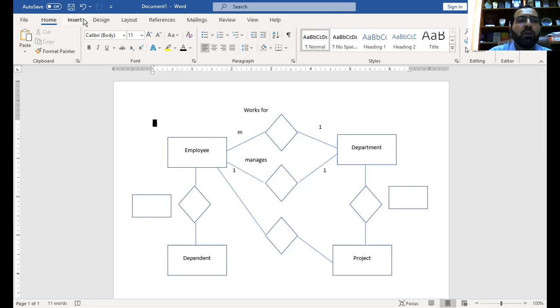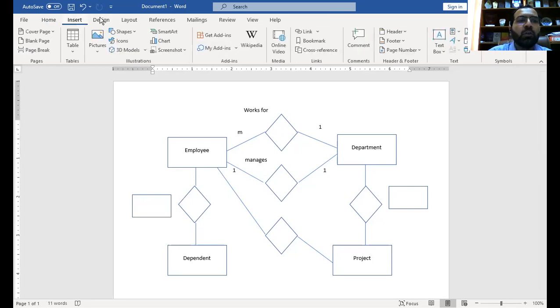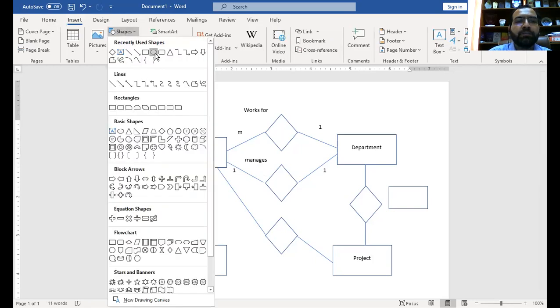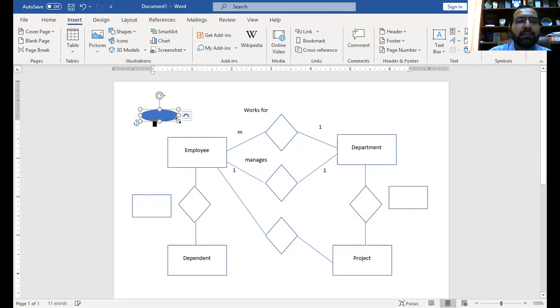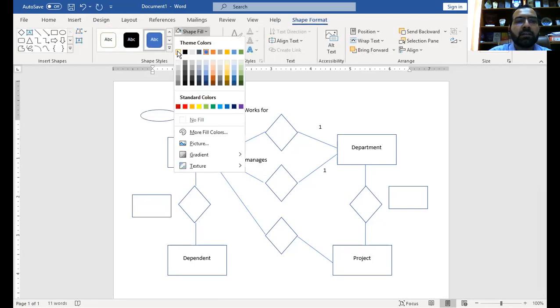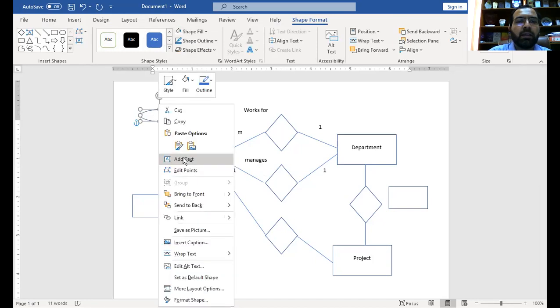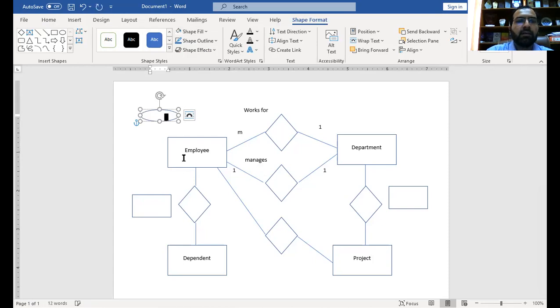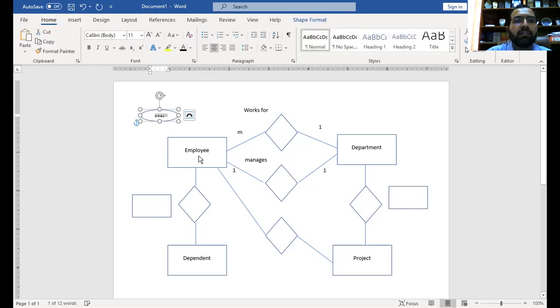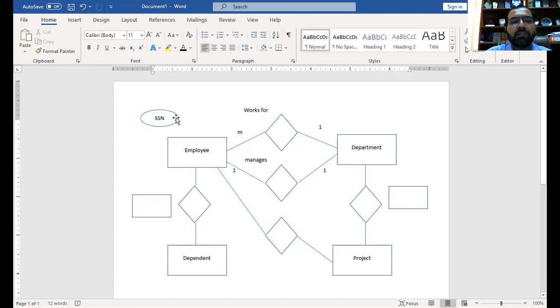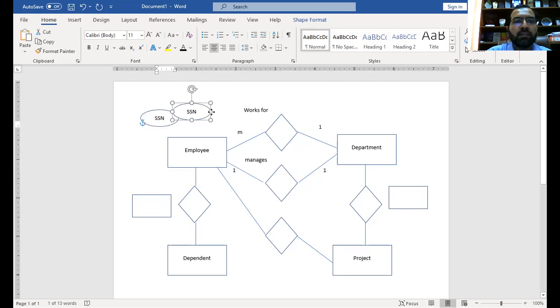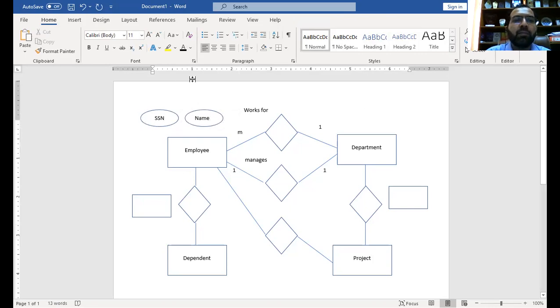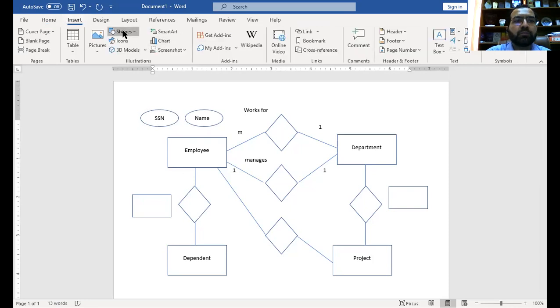How do you represent your attributes? The attributes are represented in terms of an oval shape like this. Let's suppose I just write down here the employee's SSN. This is SSN, and this SSN is represented here. You can see this is the first attribute. Now let's suppose there are other attributes as well, for example, name. So that is another attribute, and what we do is we connect these with the entity like this.